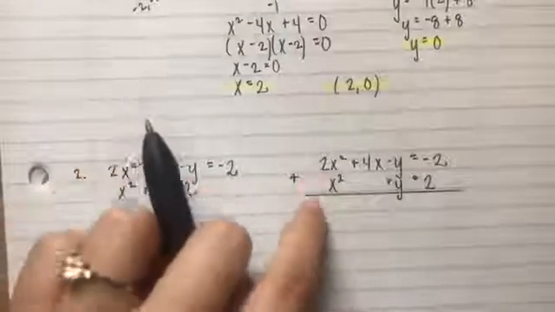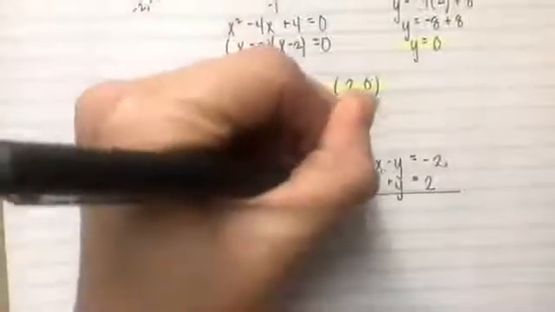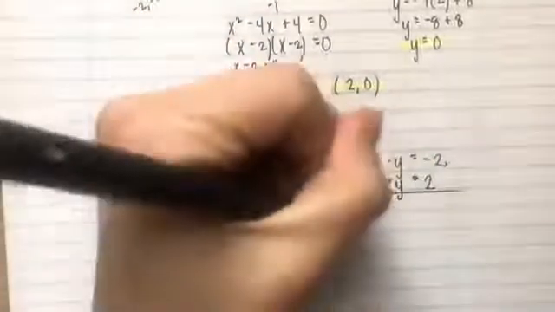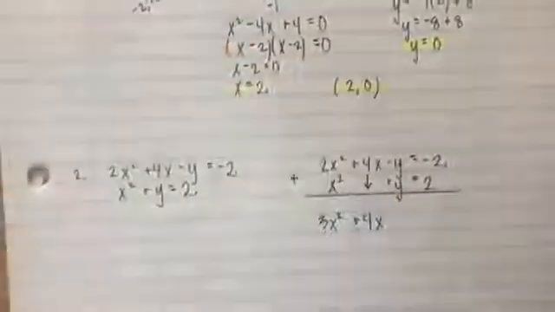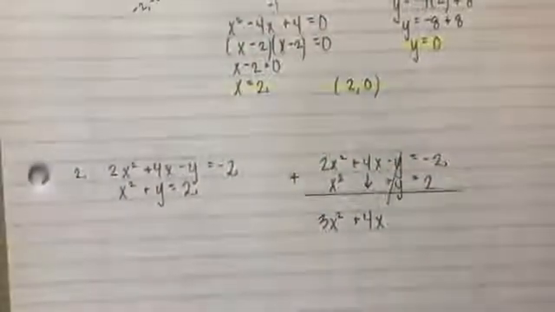So 2x squared plus x squared is 3x squared. I just have to bring down this 4x, since there's nothing I can add it to, so plus 4x. Negative y plus y, those cancel out. And then negative 2 plus positive 2 is just 0.